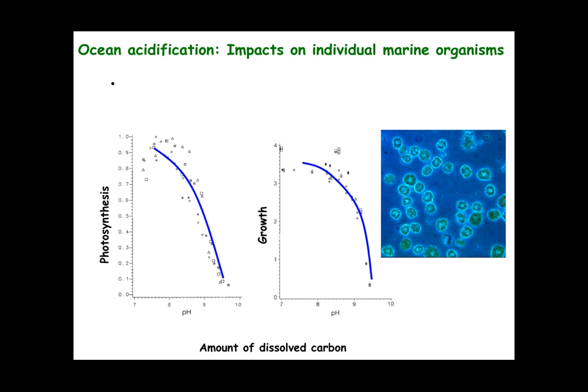Non-calcifying algae: there'll be an increase of photosynthesis and growth. Lower pH means more dissolved carbon dioxide for photosynthesis and fuels their growth. The fitness effect would be higher survival and population growth. But as we know, that can be bad for the ecosystem.